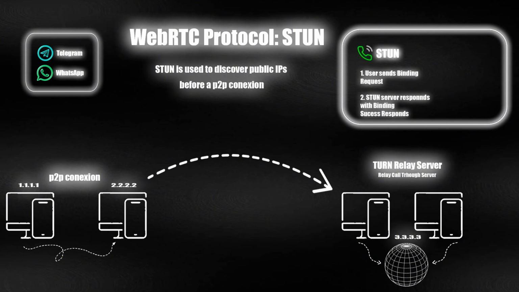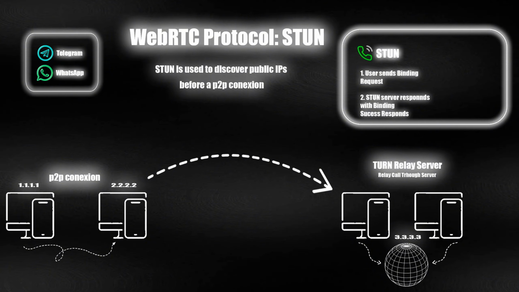First, we have the P2P connection, which stands for peer-to-peer. This means that communication is established directly between two devices without going through an intermediary server for the call data. This usually offers lower latency and better connection quality. Next, we have STUN, which stands for Session Traversal Utilities for NAT. This protocol allows two devices to discover each other's public IP addresses and attempt to establish a direct connection even if they are behind routers or NAT.